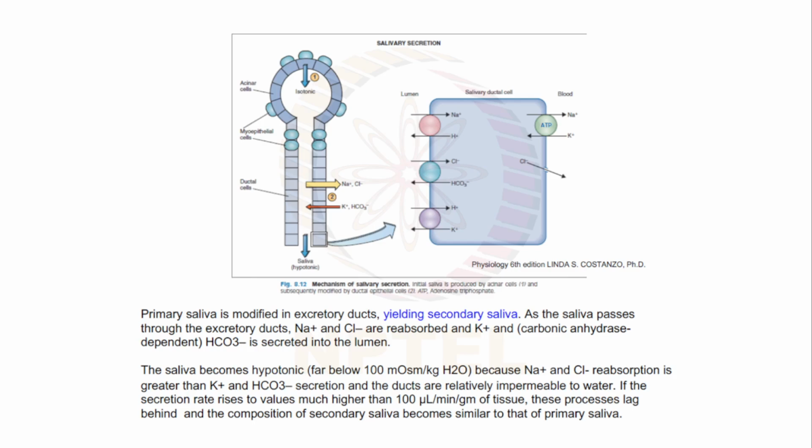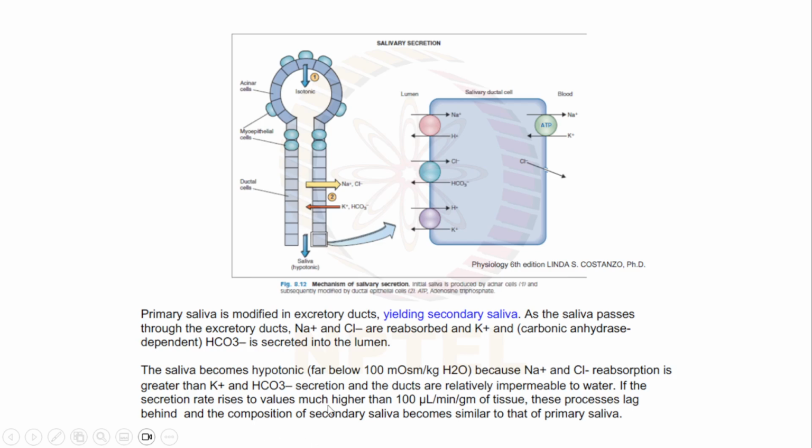Okay, later on when the saliva is further processed and forms the secondary saliva, which is actually released in the mouth, the osmolarity changes and comes to around 100. So primary saliva is modified in the excretory ducts, yielding secondary saliva. These are the excretory ducts, basically the ducts of the gland through which it passes and comes into the mouth. The sodium and chloride are reabsorbed, and potassium and bicarbonate are secreted into the lumen. The saliva becomes hypotonic, far below 100 milliosmoles per kg, because sodium chloride reabsorption is greater than potassium and bicarbonate secretion, and the ducts are relatively impermeable to water.